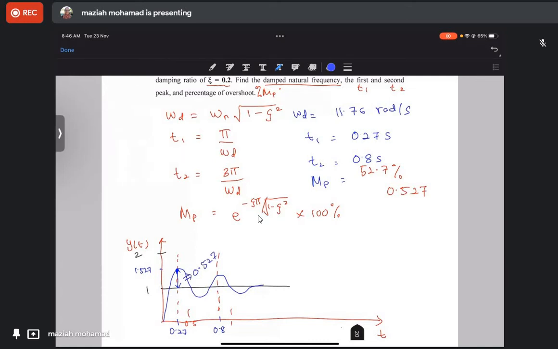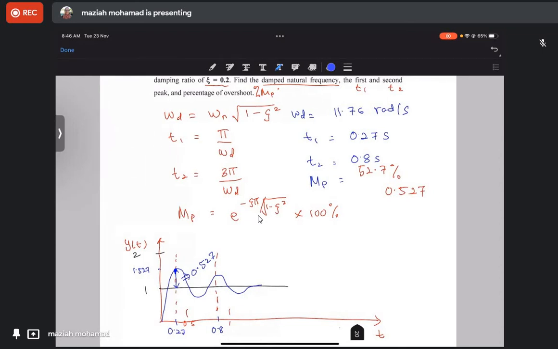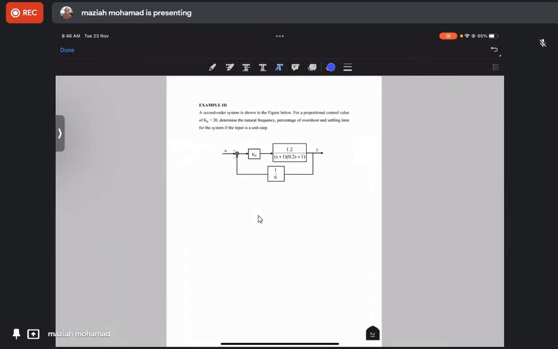Right, the difference between the peak and the final value. So we can expect the peak to be at 1.527. Okay, all right, so we have the equation. We can calculate the parameters if we have the value of zeta and omega n.